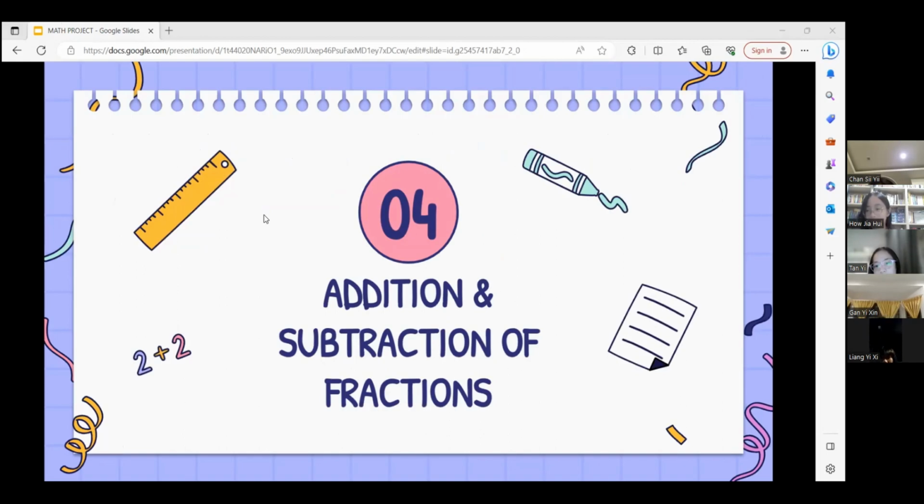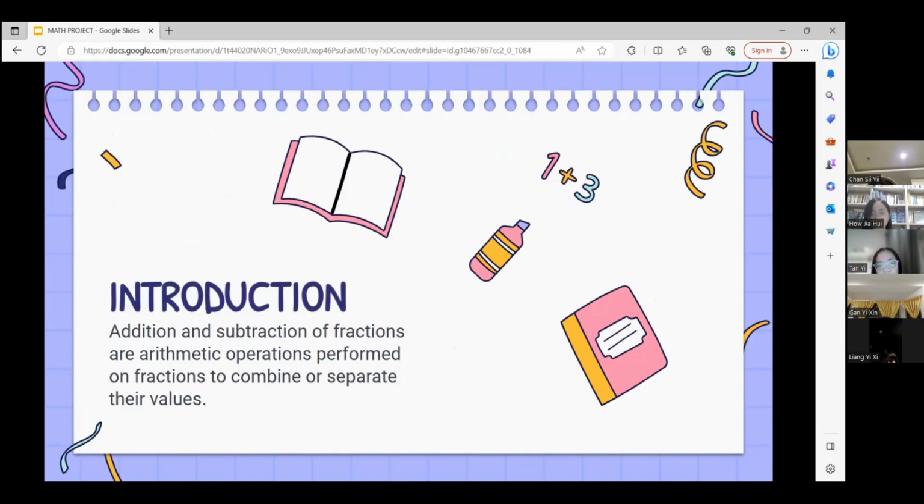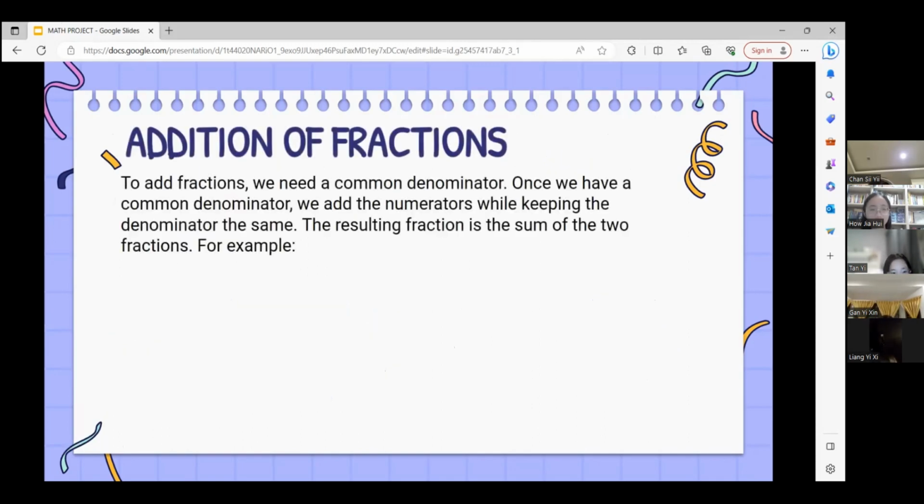Addition and subtraction of fractions. Introduction. Addition and subtraction of fractions are arithmetic operations performed on fractions to combine or separate their values. First, we need a common denominator. Once we have a common denominator, we add the numerators while keeping the denominator the same. The resulting fraction is the sum of the two fractions.